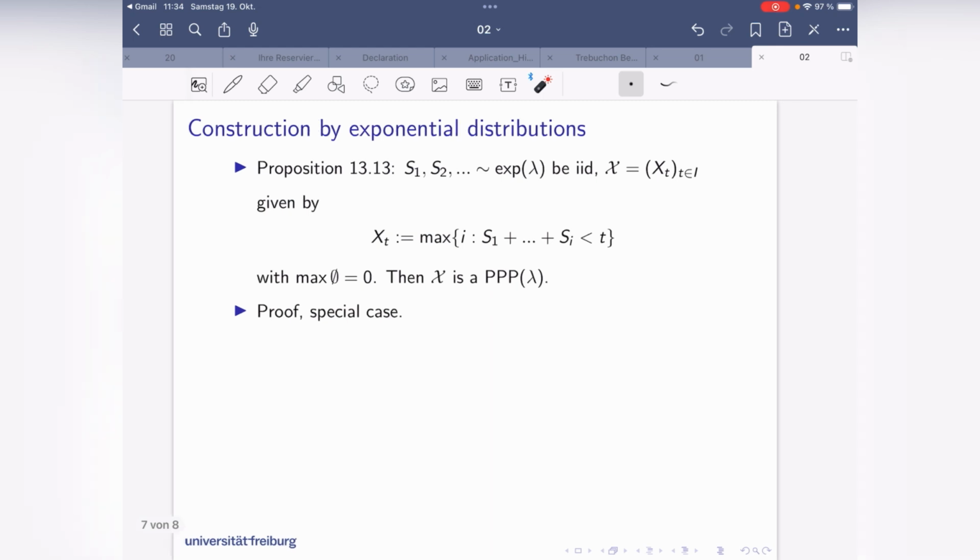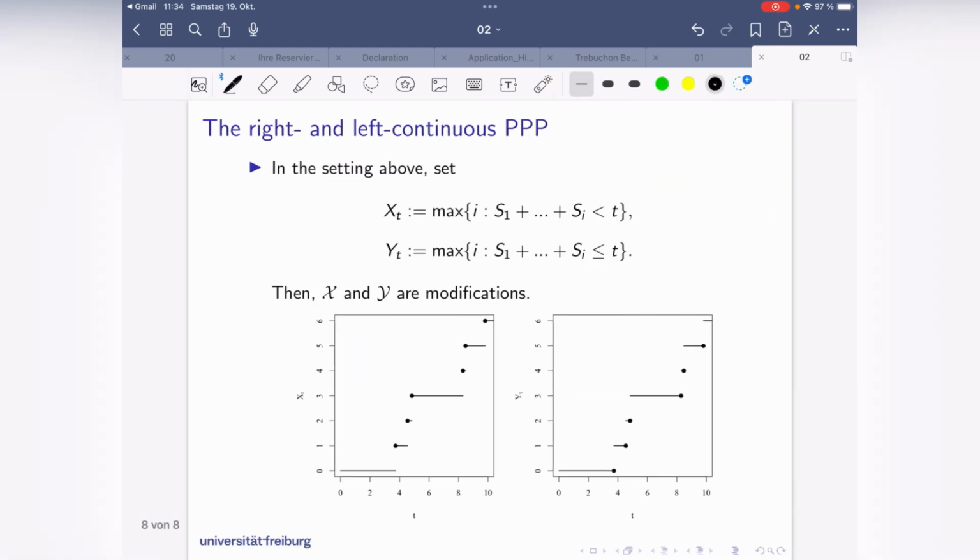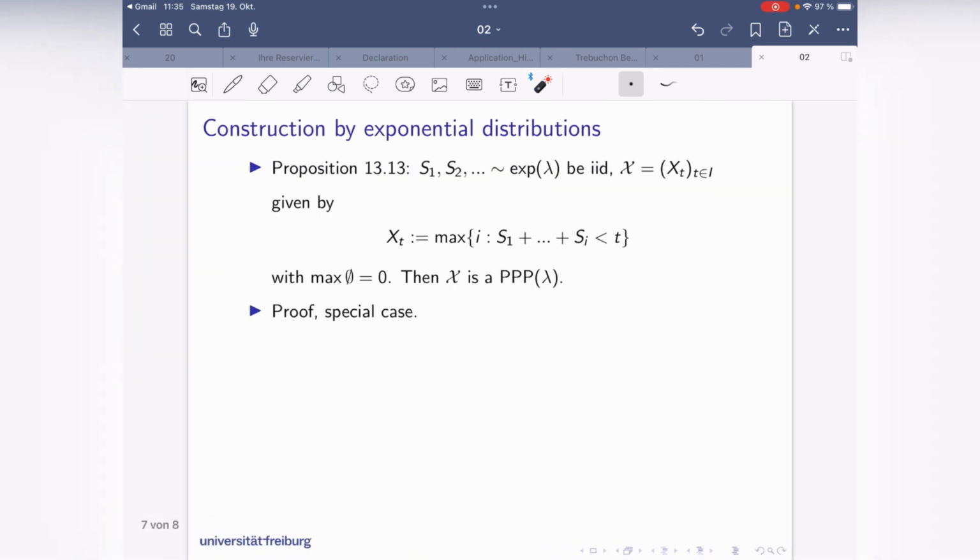So, how shall we call this? Okay. Let's call this here S1. That's the waiting time until the first event happens. This here is maybe the waiting time S2 for the second event. S3 is very small. Here I have S4 for the fourth event and so on. And the question is, how are they distributed? So what's the distribution of the waiting time? And can I use the waiting times to construct my process? And the answer is here.